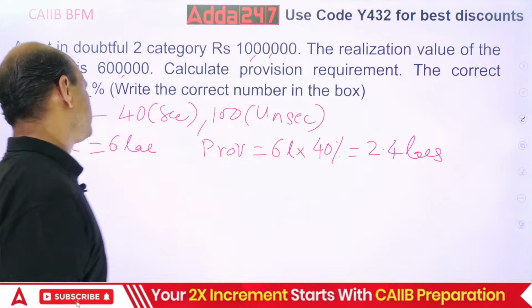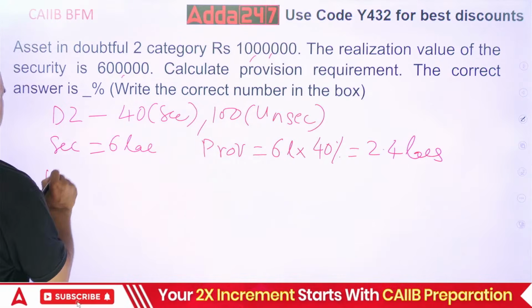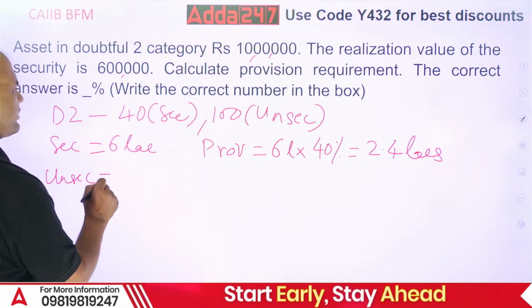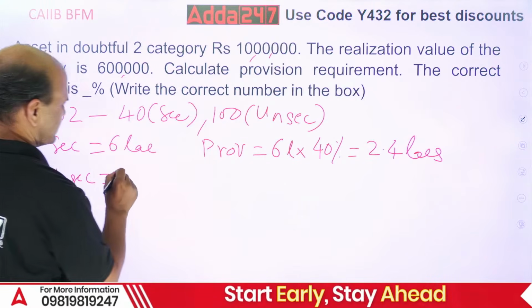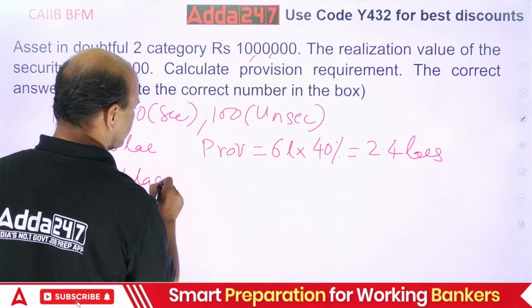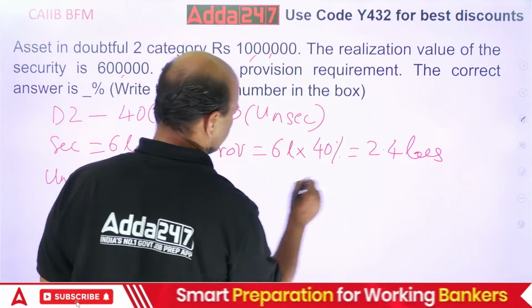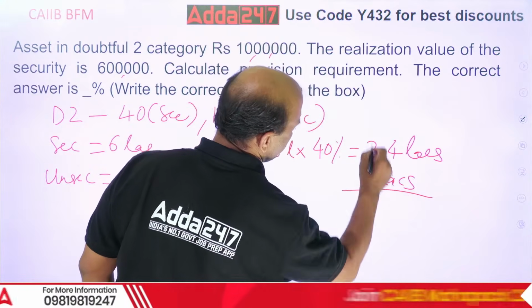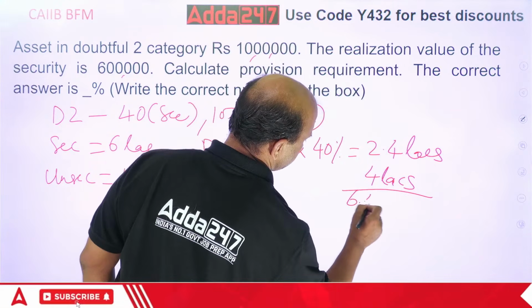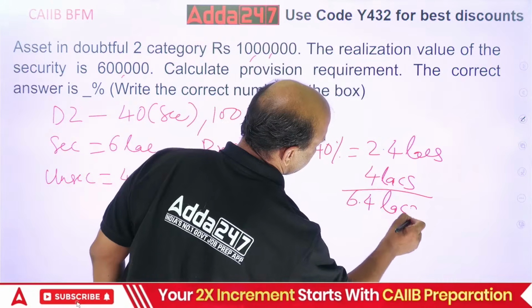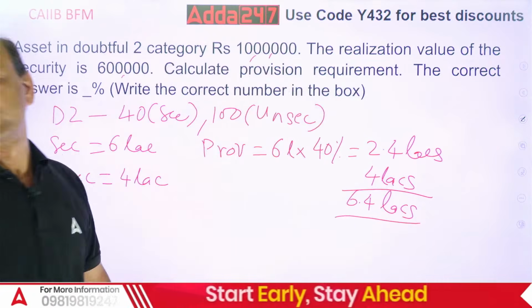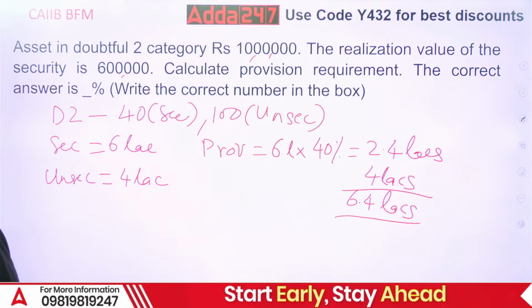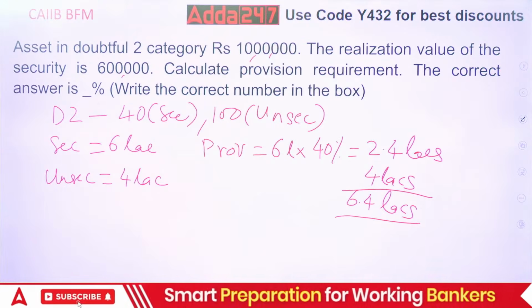And the unsecured part now. Unsecured is what? 10 minus 6, 4 lakhs. Provision is 100%, so provision will be 4 lakhs. So what is my total provision? 4 plus 2.4, 6.4 lakhs. How many of you got this correct? 6.4 lakhs. How many of you got this? 6.4 lakhs, correct?